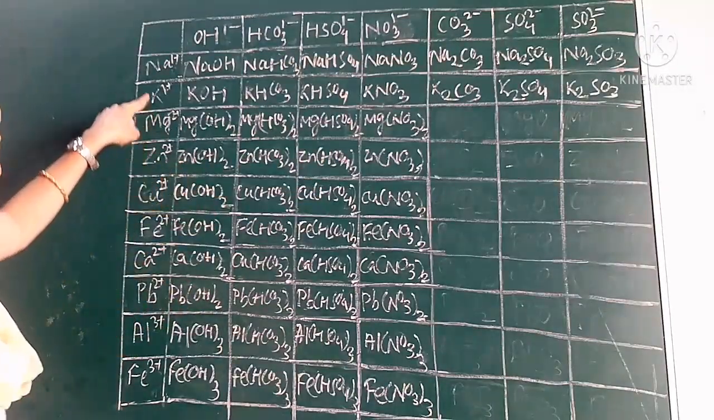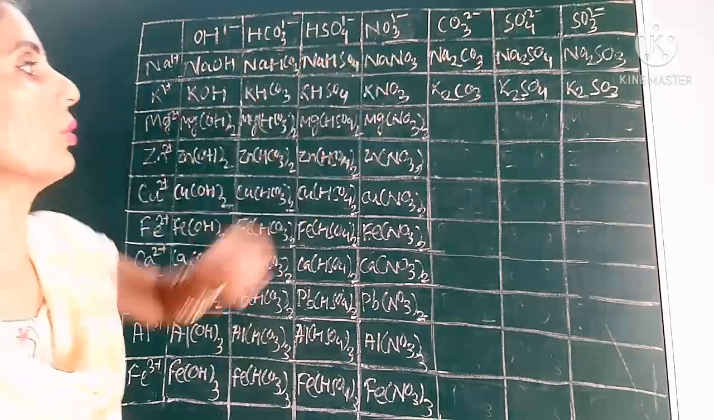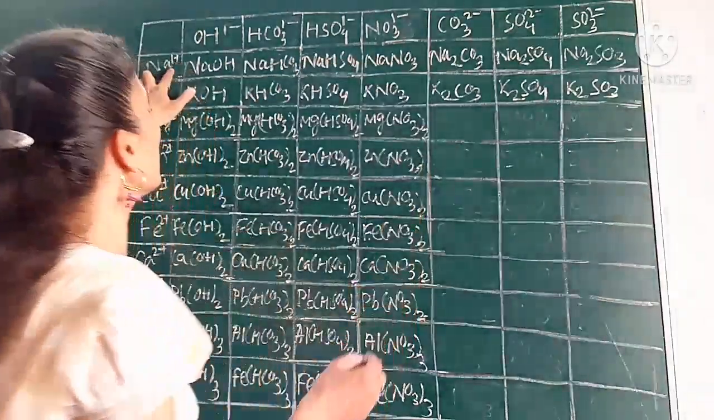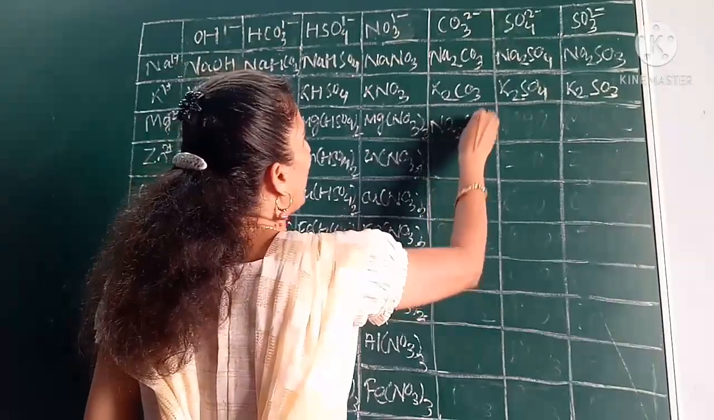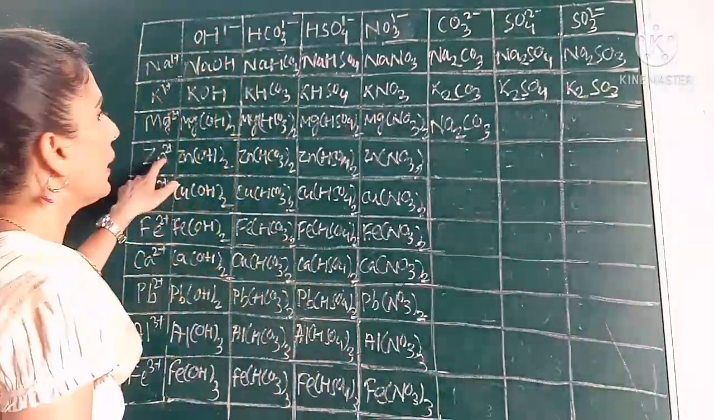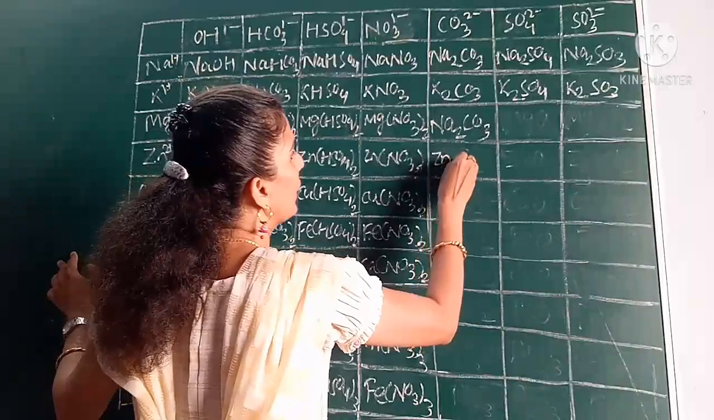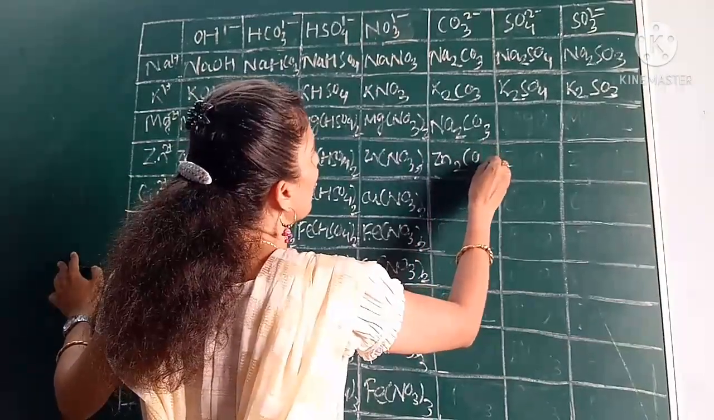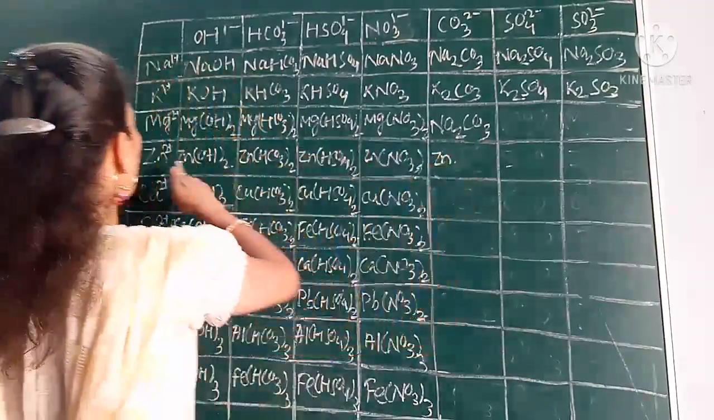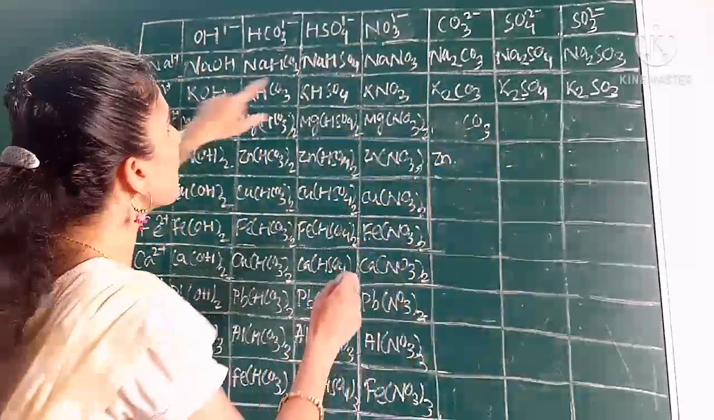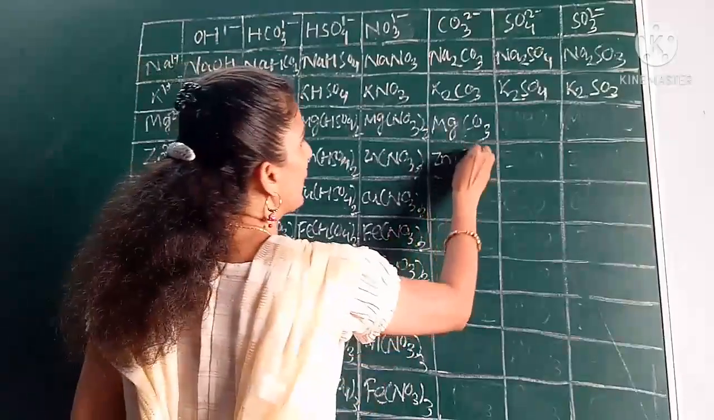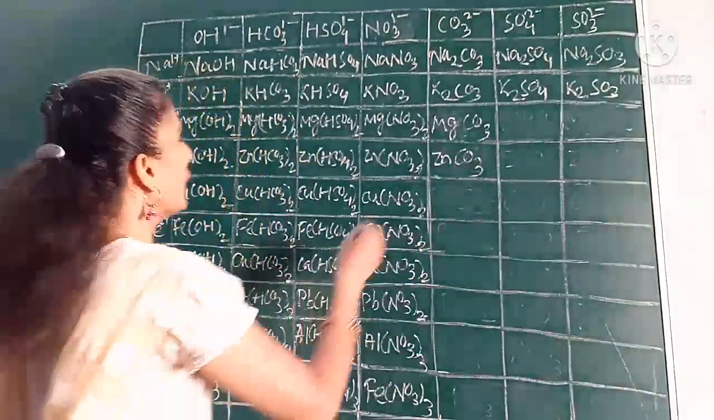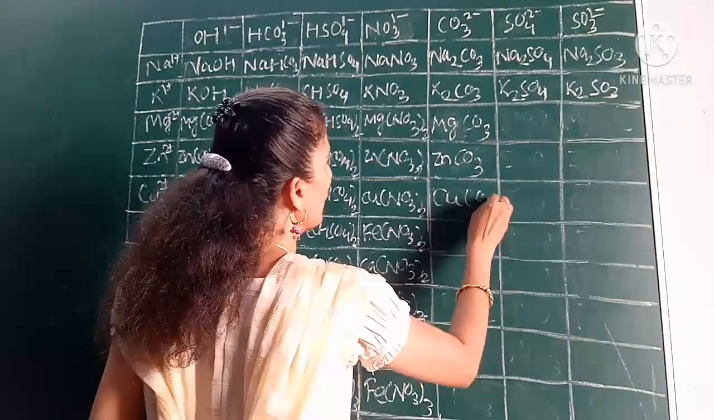What is the compound then? Na and CO3. So if it is 1 and it is 2, then it will turn as Na2CO3. Like this, Zn, sorry, this is the 2 to cancel. Here, sorry, it is Mg. Mg and CO3, so 2 to cancel, MgCO3. ZnCO3, zinc carbonate. Then after Cu, CO3.